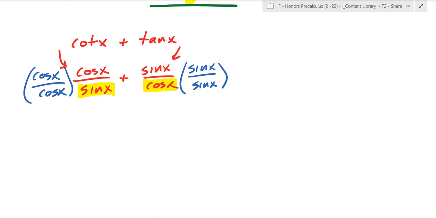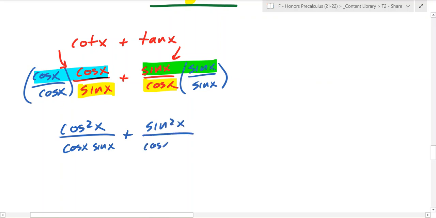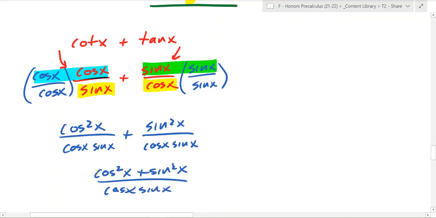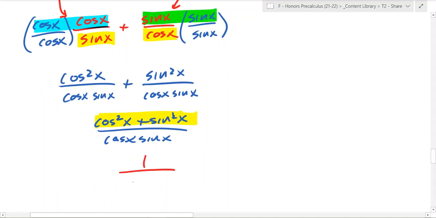What you end up with now is that blue, which is cosine squared x over cosine x sine x, which is our new denominator, plus, and then the green one is just going to be sine squared x over cosine x sine x. And when you add these together, you end up with cosine squared x plus sine squared x all over cosine x sine x. But you might remember this is the Pythagorean identity. Sine squared plus cosine squared is 1. So you have 1 over cosine x sine x.